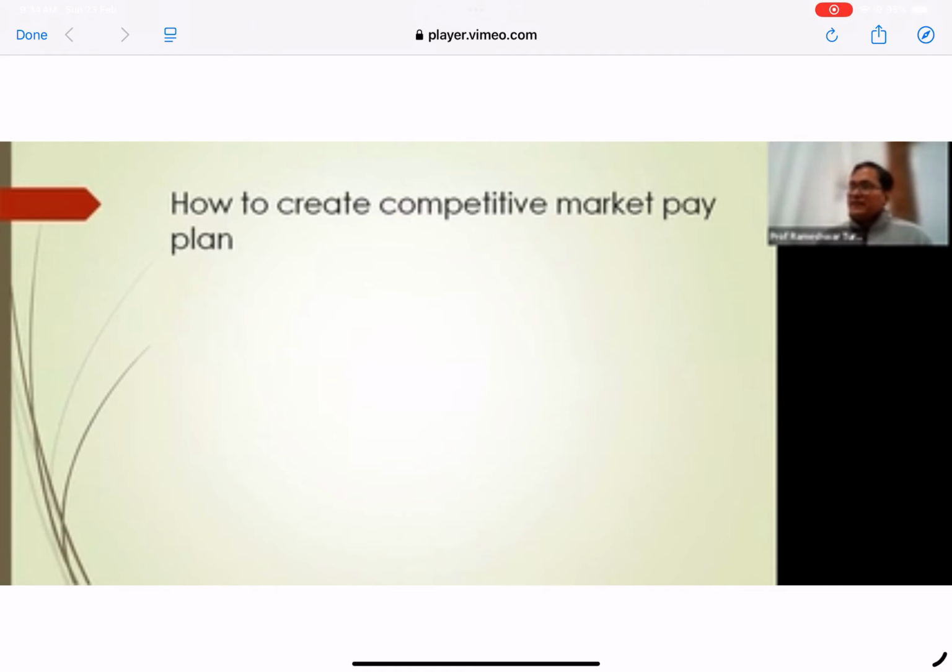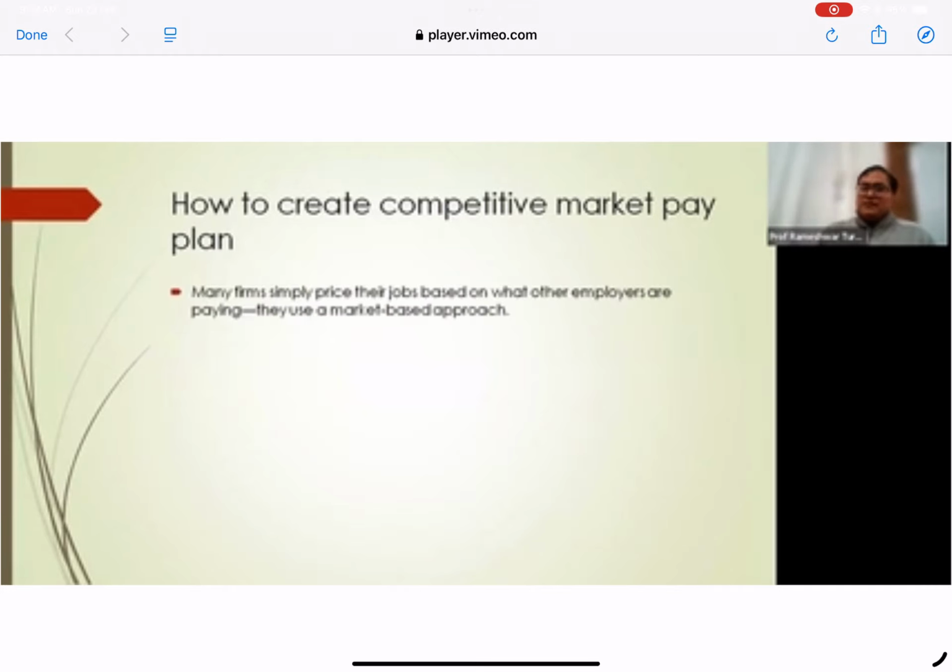One, the relative worth of a job in the company to ensure internal equity, as well as what is paid for the same job in the market. Somewhere comparable it should be. So that also they consider. If they simply price their jobs based on what other employers are paying, they use a market-based approach. In this, you don't have to do the job evaluation work.